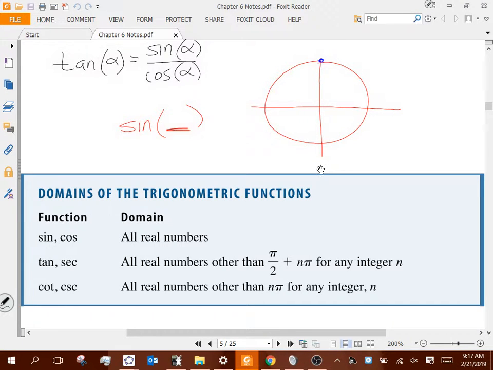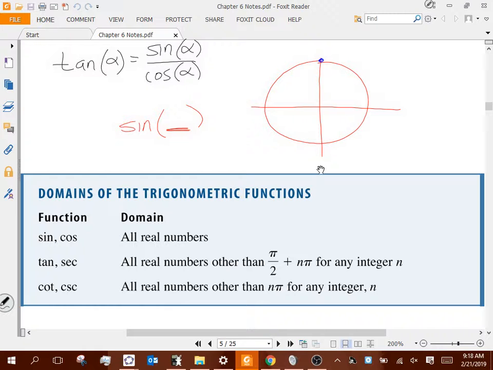If I put my blue point right there, is that where cosine is going to have a 0 coordinate? And remember, cosine is the x-coordinate, right? So x is 0 there. So I'd have sine of alpha there. So alpha is pi/2. Sine of that would be 1. Cosine of that would be 0. I get 1 divided by 0. What's 1 divided by 0? Undefined, okay? So that location there is pi/2, right?